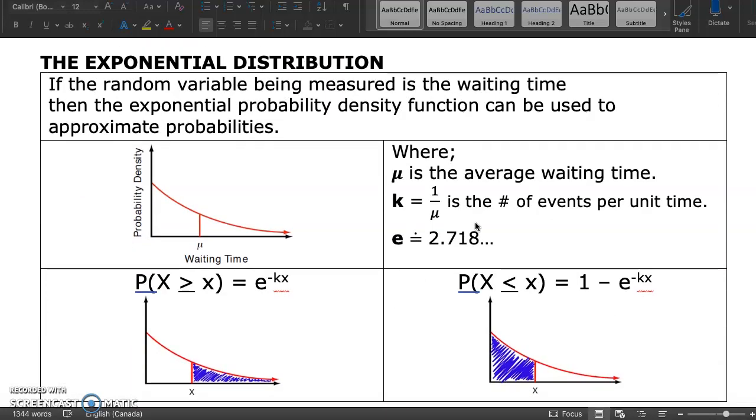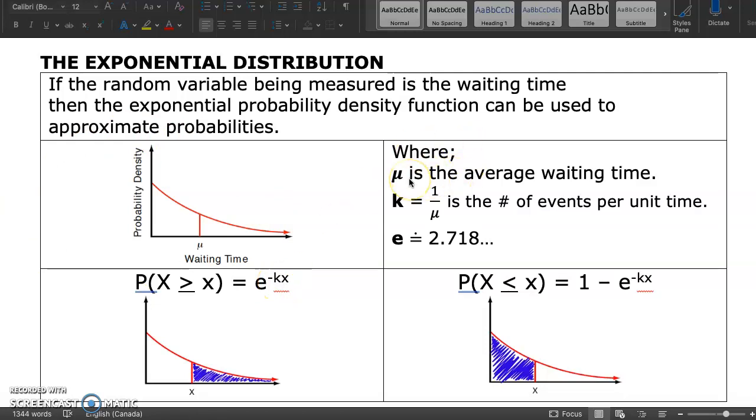So the exponential distribution. If the random variable being measured is the waiting time, then the exponential probability density function can be used to approximate probabilities. So, in the textbook, you may have noticed a different formula. What they provide you with is the probability density function, which is actually the curve itself, which is a complex calculation. Don't worry about that formula. It's not necessary in its utility. We are going to use the application using the following formula.